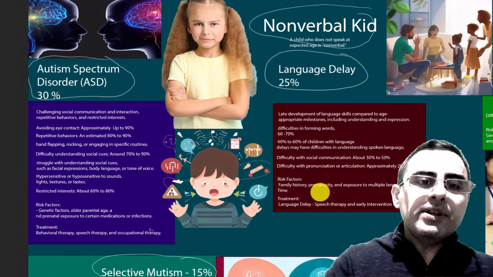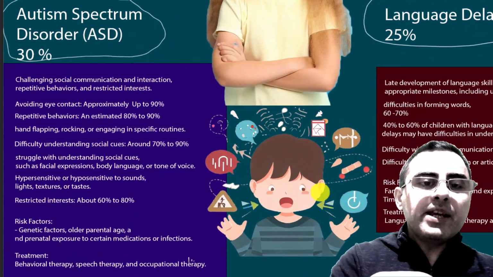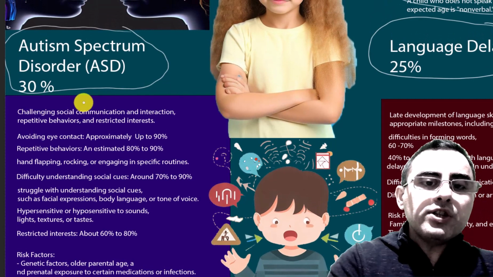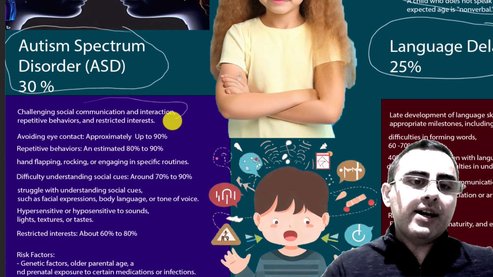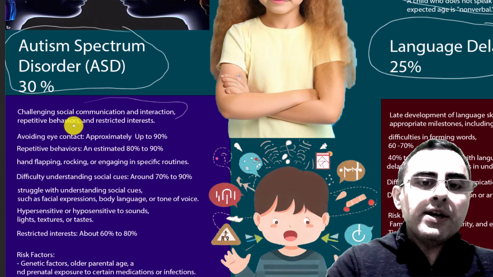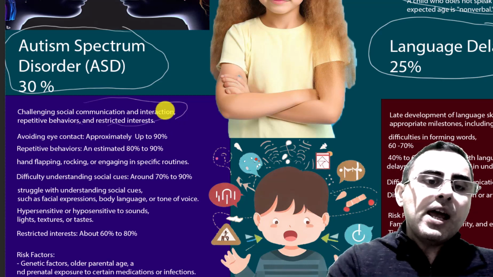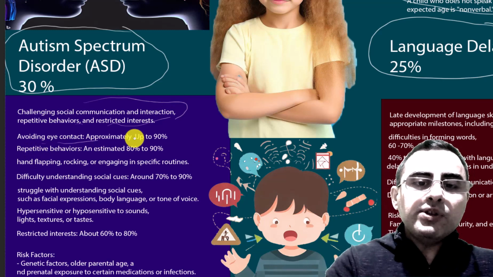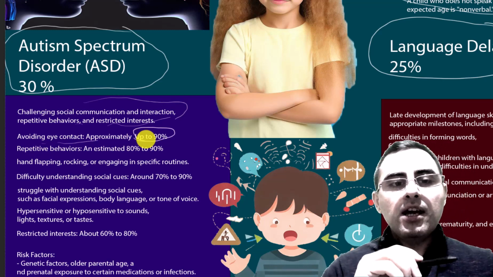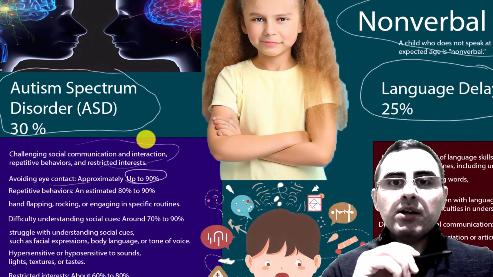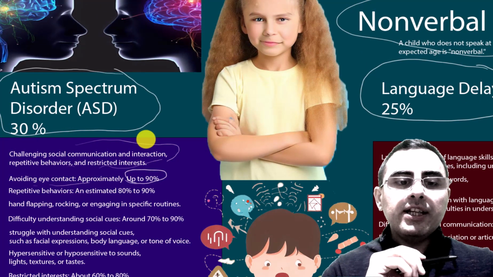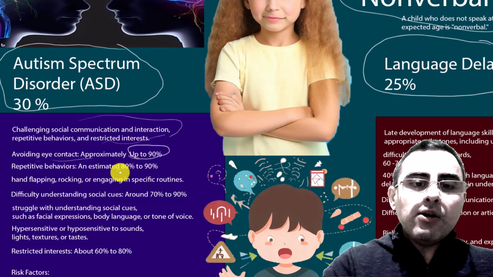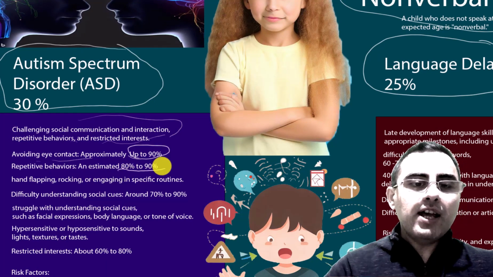Let's start with autism spectrum disorder. The hallmark of the disorder is challenging social communication and interactions, repetitive behavior, and restricted interest. Avoiding eye contact is represented in up to 90% of cases. So kids with autism spectrum disorder avoid eye contact. Repetitive behavior is also present in almost 90% of cases.